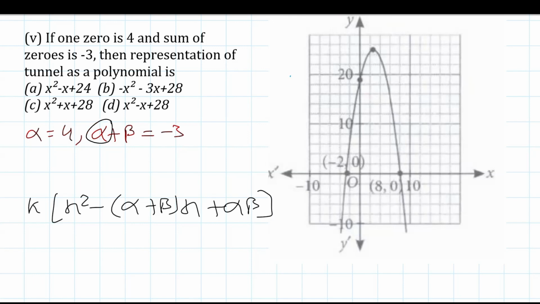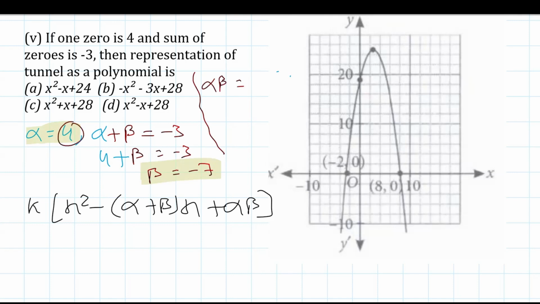Now, we have the sum of the zeros, but then we have to find the product. For that, we are going to replace this alpha. We know the value of alpha here, so we can replace alpha with 4. So it's going to be 4 plus beta equals minus 3. So beta comes out to be negative 7. Now once we have beta as well as alpha, we can find the product. The product, alpha into beta, comes out to be minus 28.